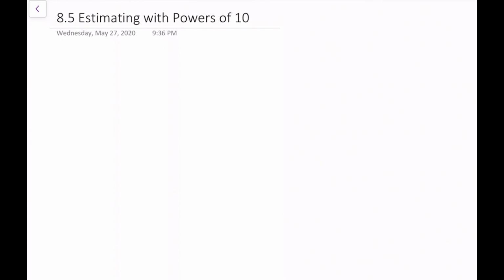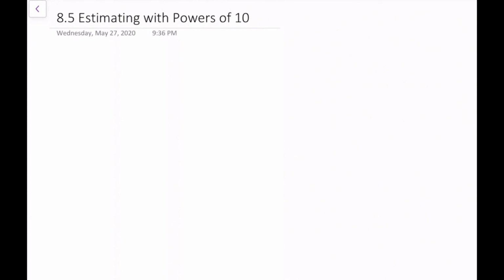All right, so in this lesson, we're going to be estimating large and small numbers with powers of 10. The way we're going to do that is we're going to basically just rewrite big and small numbers as one number and then multiply by 10 to a certain power. For really big numbers, it'll be 10 to a positive power, and for really small numbers, it'll be 10 to a negative power.